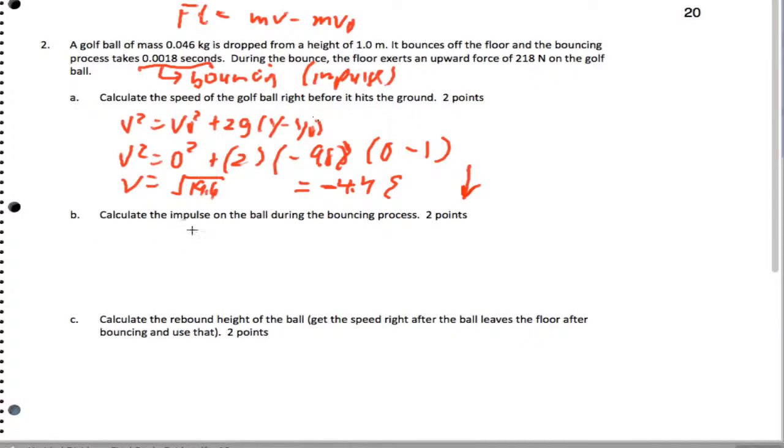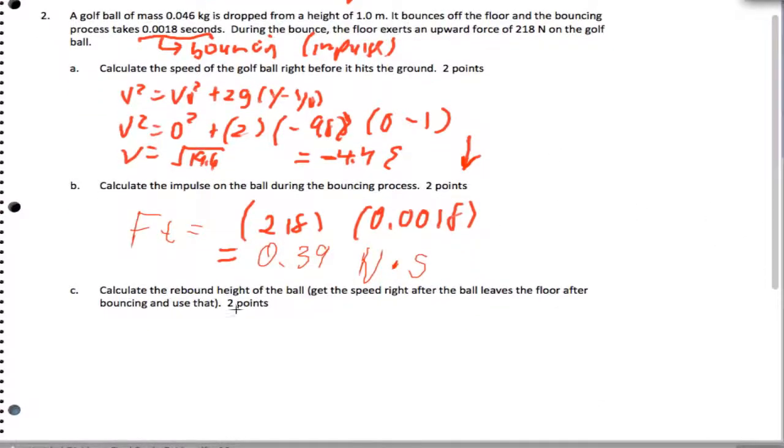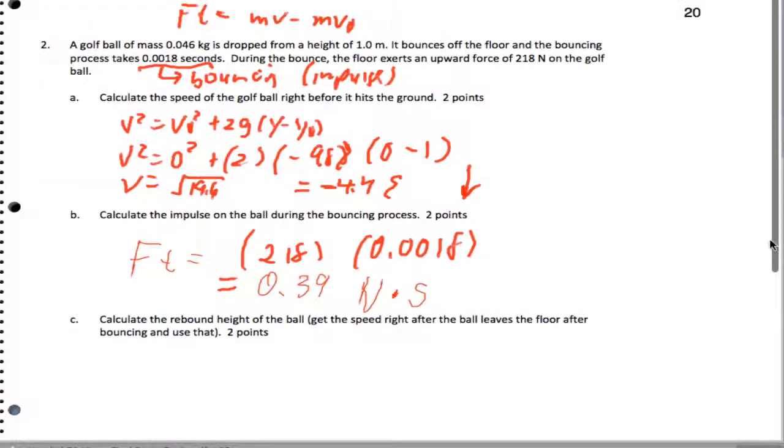Now, part B, let's get the impulse of the ball, force times time, which is going to be 218 times 0.0018. And when we actually get that impulse, we will get the number 0.39 newton-seconds. Do not want to see anything else. Finally, we're going to calculate the rebound height of the ball. So the ball then rebounds upwards. So let's figure that out, the rebound height.